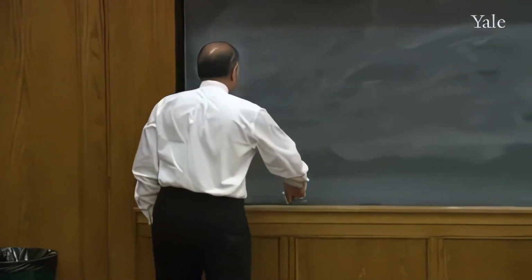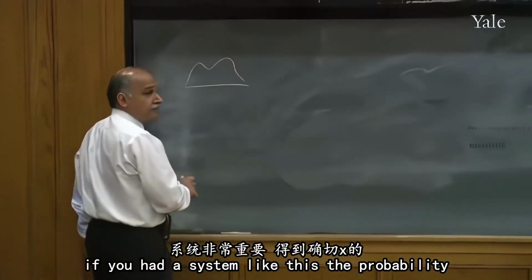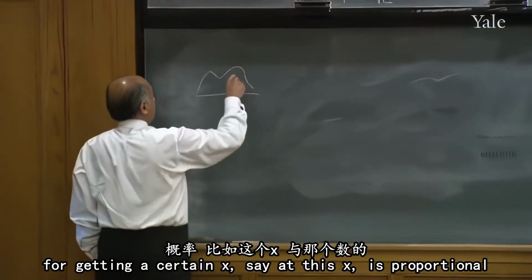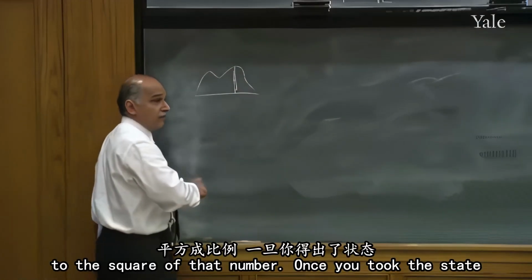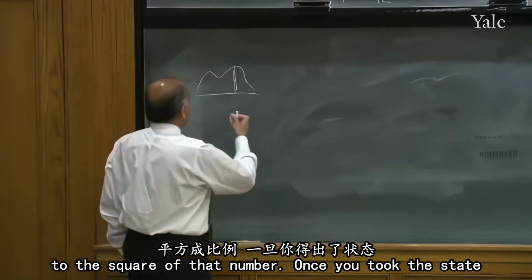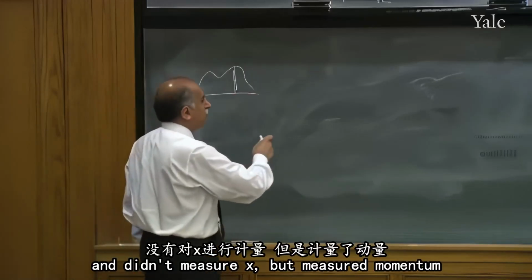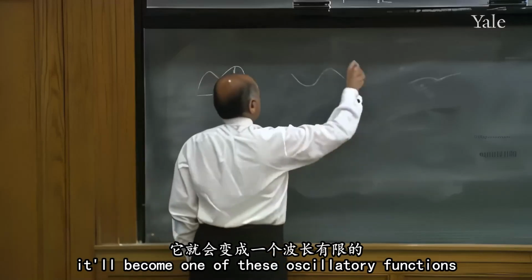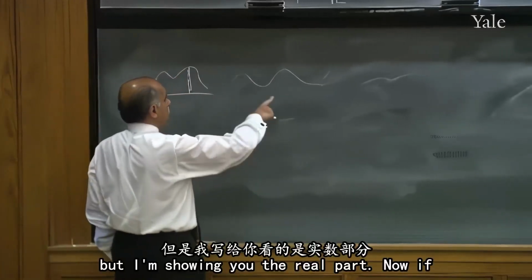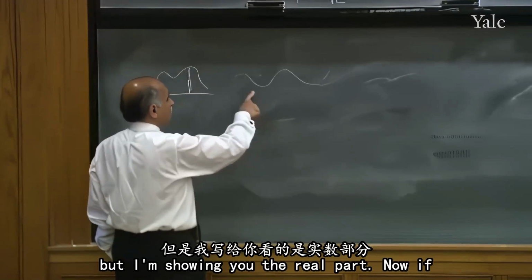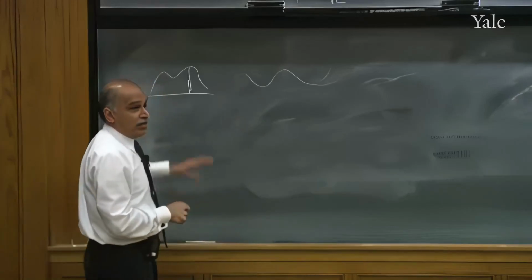Okay. By the way, it's very important that if you had a system like this, the probability for getting a certain x, say at this x, is proportional to the square of that number. Once you took the state and didn't measure x, but measured momentum, it'll become one of these oscillatory functions with a definite wavelength. It's a complex exponential, but I'm showing you the real part. Now if you measure position, in fact, the square of this will be flat. Remember, e to the ipx is flat.